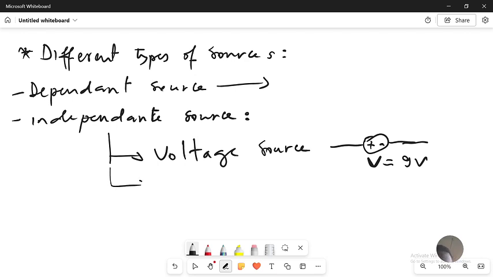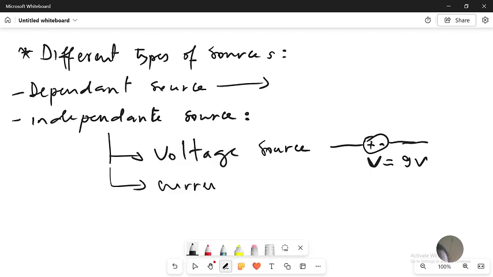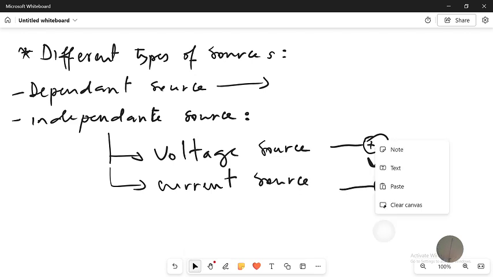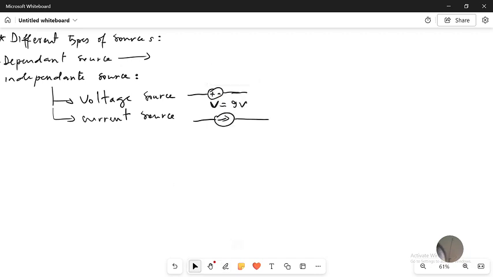We can also have a current source, which also does not vary on something. It has a value we can give. Let's say for example 2 ampere. If we see this notation, it means that we have a current independent source.